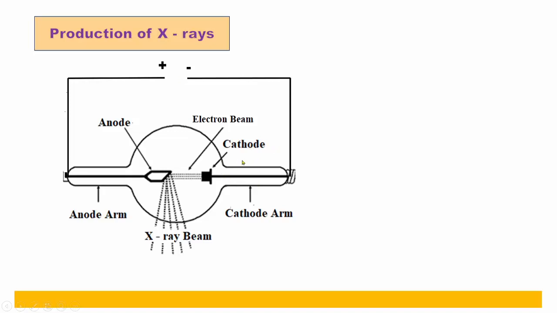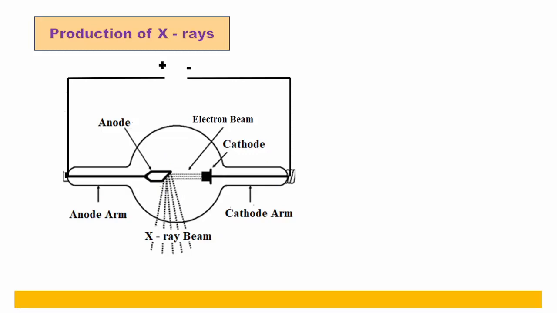Here, this cathode is connected to the low tension battery. Due to this battery, this filament gets heated and electrons are emitted from the cathode, and these electrons move towards the anode. When these electrons strike the anode, then the emitted beam is nothing but the X-ray beam. So in this way, the X-rays can be produced.